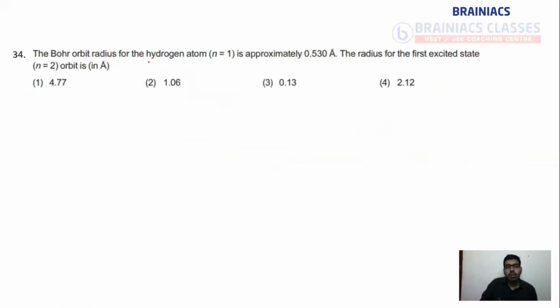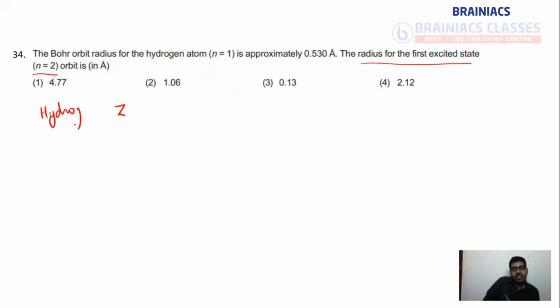Question number 34. The Bohr orbit radius for the hydrogen atom is approximately 0.53 angstrom. The radius of the first excited state, that is n equals 2, is equal to what? So we have to calculate the radius of the second orbit. The radius of the first excited state, that is the second orbit, n is equal to 2.